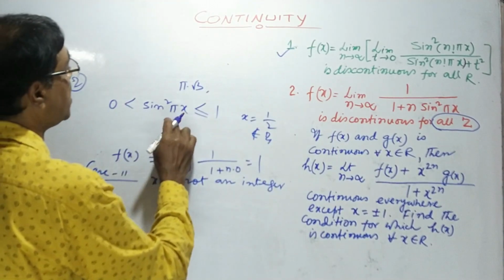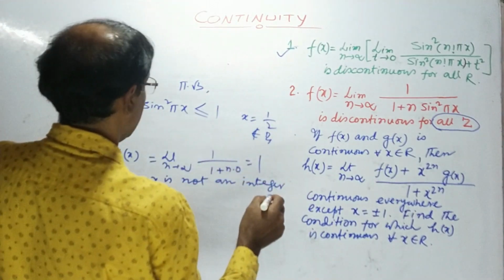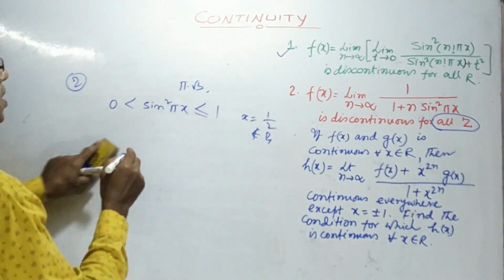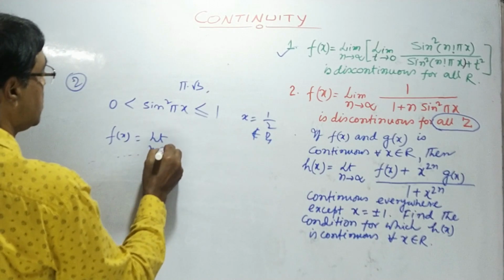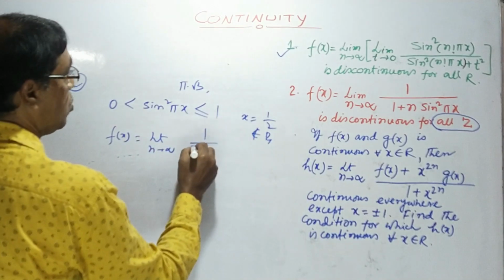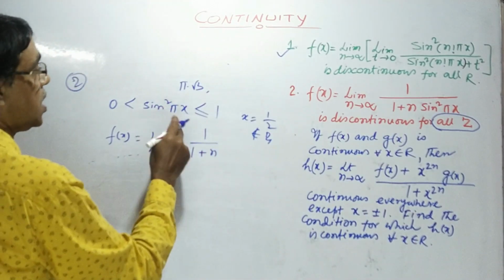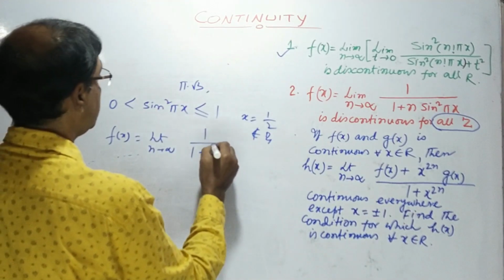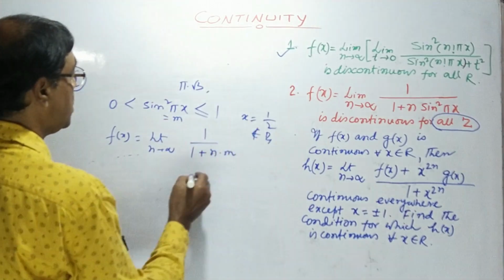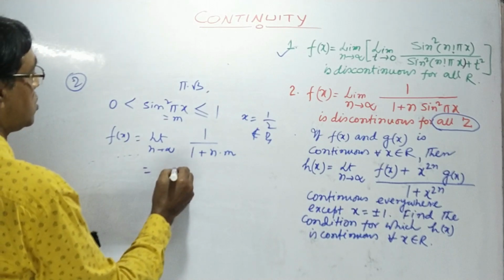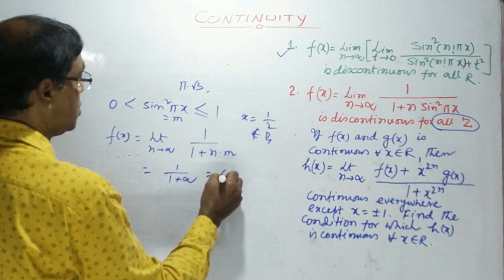So sin square pi x lies between this and this. In this case, f(x) equals limit n tends to infinity 1 by 1 plus n, and as a function it lies between this and this. Suppose this is equal to m, therefore this is equal to 1 by 1 plus n, and as n tends to infinity, this is equal to 0.